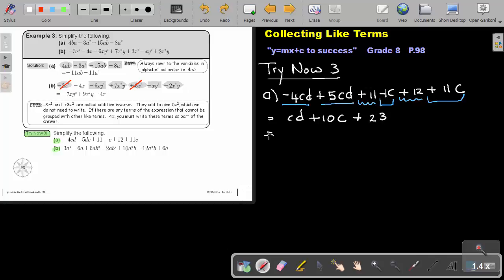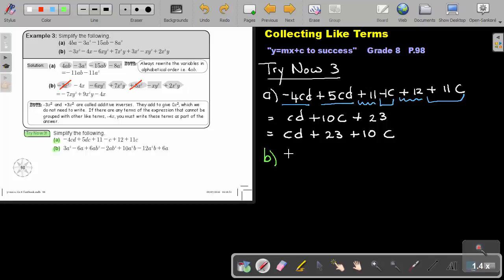You can also rewrite it as the following. So, for example, you can write CD plus 23 plus 10C. The order does not matter. We are just looking for the term with the correct sign. Okay, let's look at number B.